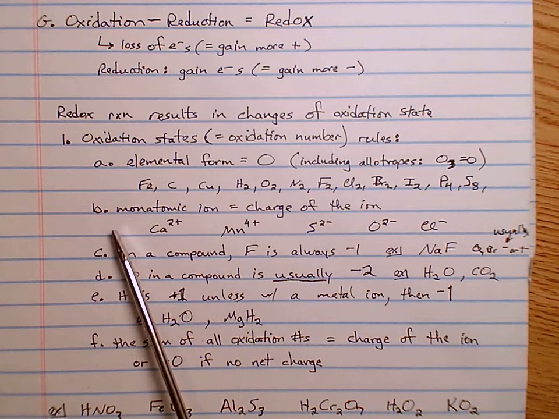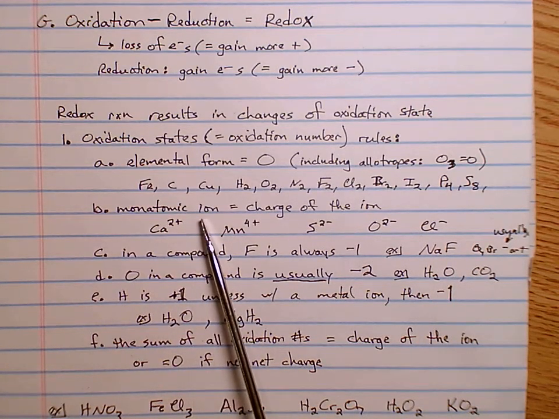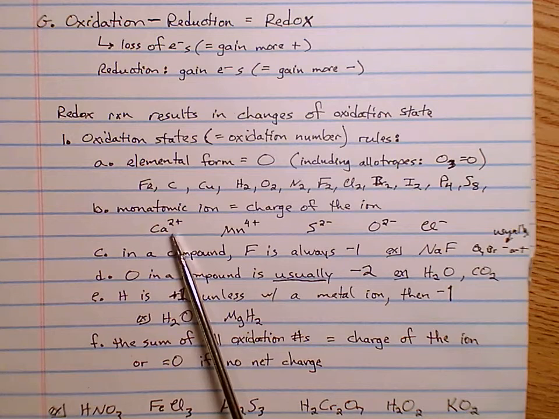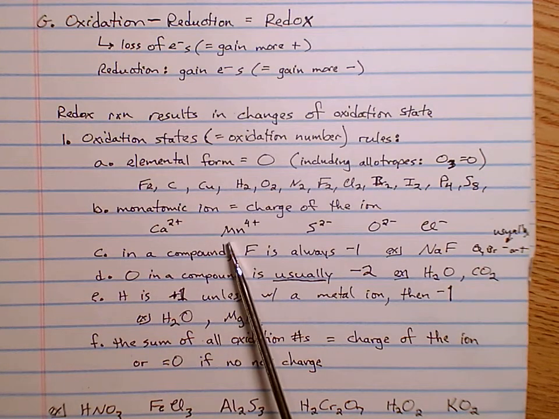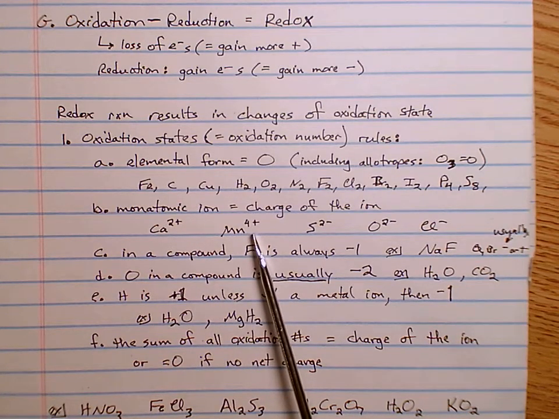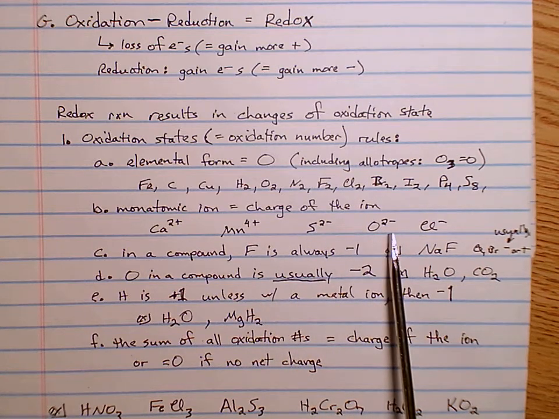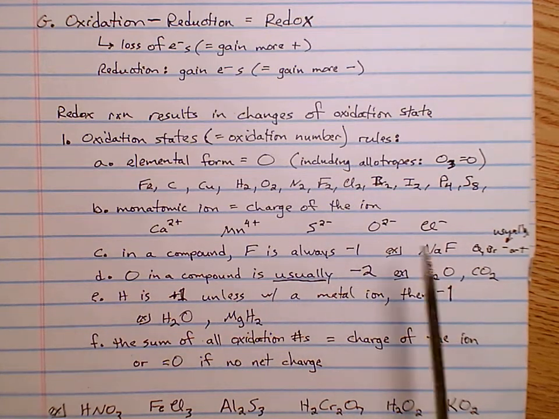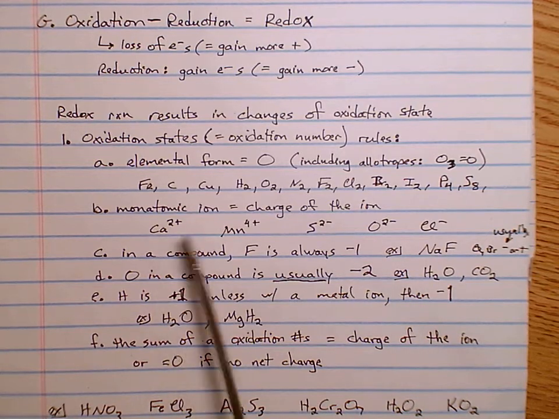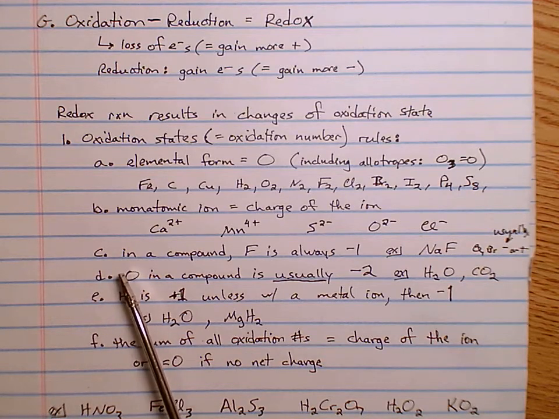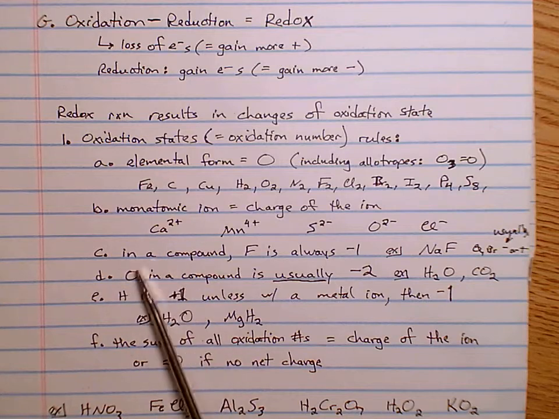The next rule: for a monatomic ion, the oxidation state is the charge of the ion. If you have Ca2+, the oxidation state is 2+. If you have manganese 4+, the oxidation state is 4+. Oxide is 2-. Chloride is 1-. That's the oxidation state, the charge in a monatomic ion. Monatomic meaning 1 atom. If you have a compound, this is where things start to get tricky and we have to start looking at rules together.